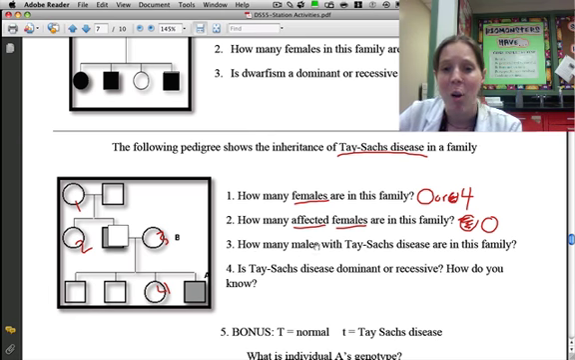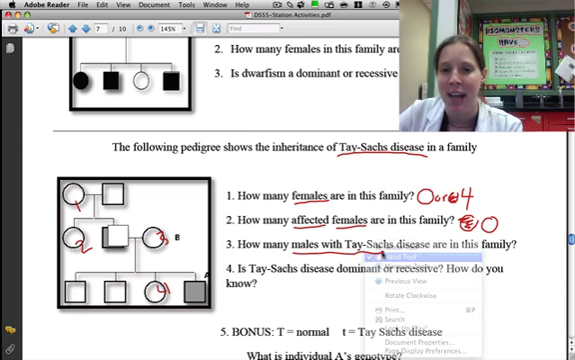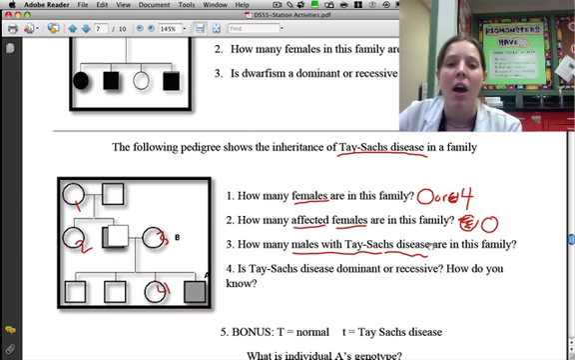Number 3 says, how many males with Tay-Sachs disease are in this family? Again, I'm thinking to myself, male means square, and if they have Tay-Sachs disease, they should be shaded in. So I'm looking for the squares that are shaded in. If I look at my pedigree, I see that there is just one square that's shaded in. So there is only one male with Tay-Sachs in this family.